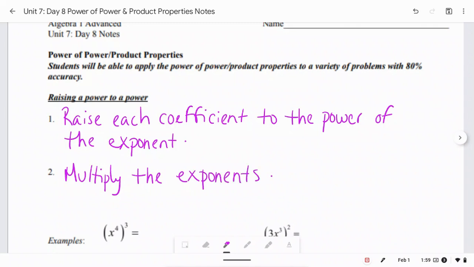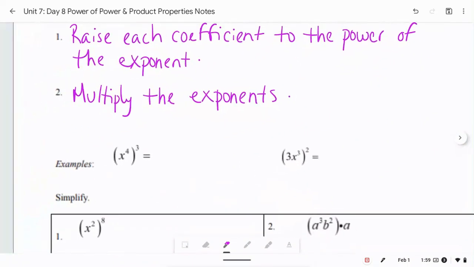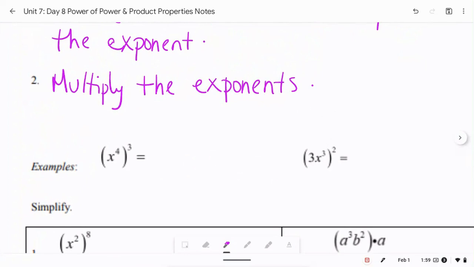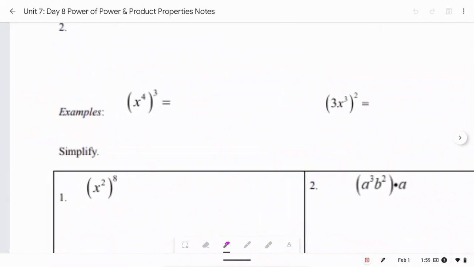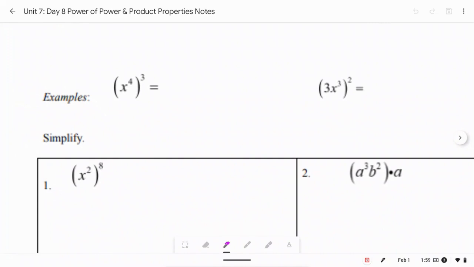So we're going to start off with some easier examples, and then they're going to get more challenging as we go through. So starting with this first example, notice I have a power outside of the parentheses, so I'm raising it to a power. So I'm going to distribute the power. Since there's no coefficients, I don't have to worry about any coefficients. So I'm just going to multiply the exponents together. So 4 times 3 just gives me x to the 12th power.